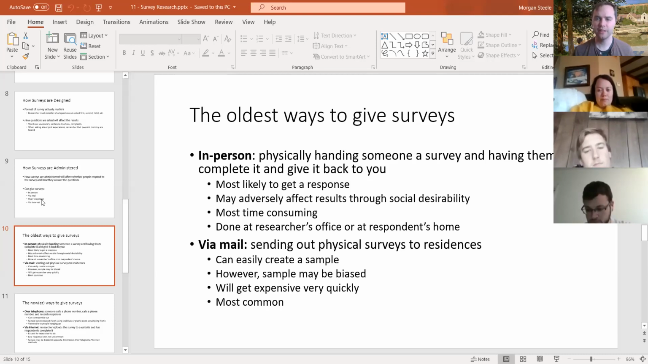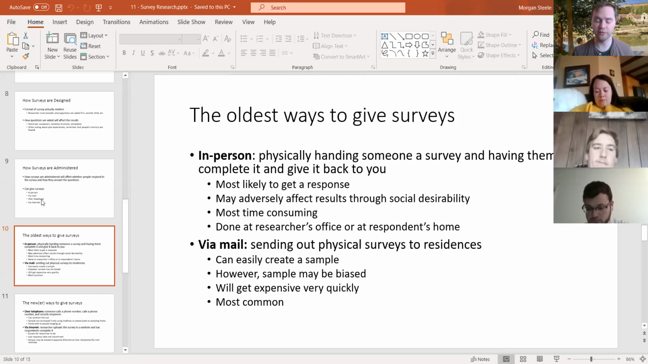Via mail kind of balances this out a little bit because we're sending the survey out to physical addresses, all right? This can very, very easily create a sample that is meaningful across a geographic area. For instance, when we look at the census, it's sent to every single address. If it's a house or an apartment building, it gets the survey in every mailbox. However, this gets expensive very, very, very quickly.